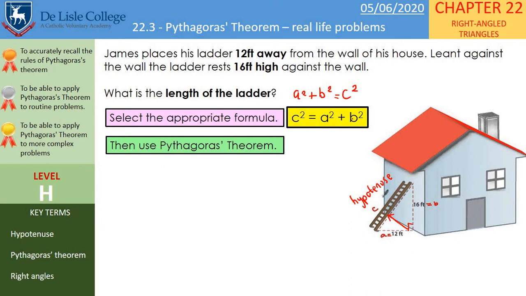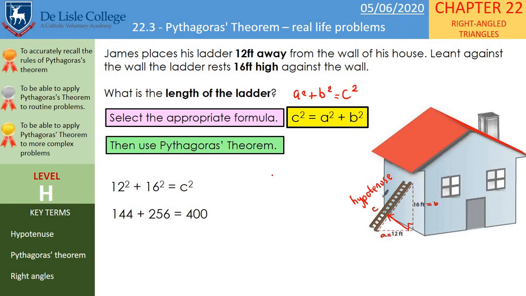Because addition, it doesn't matter which way round you put the 12 and 16 really, but we're doing 12 squared plus 16 squared equals c squared. Well, again, we know 12 squared is 144 and 16 squared is 256. If we add those together, we get 400, and then we find the square root of 400, because again, remember, this tells us what c squared is. We just want to know what c is.